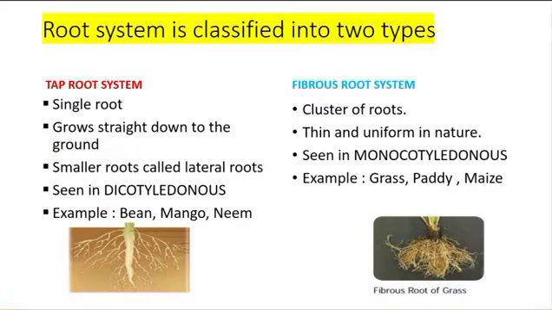Taproot system. It consists of a single root called taproot, which grows straight down into the ground. Smaller roots called lateral roots arise from the taproot. They are seen in dicotyledonous plants. Example: bean, mango, neem. Fibrous root system. It consists of a cluster of roots arising from base of the stem. They are thin and uniform in size. It is generally seen in monocotyledonous plants. Example: grass, paddy, maize.